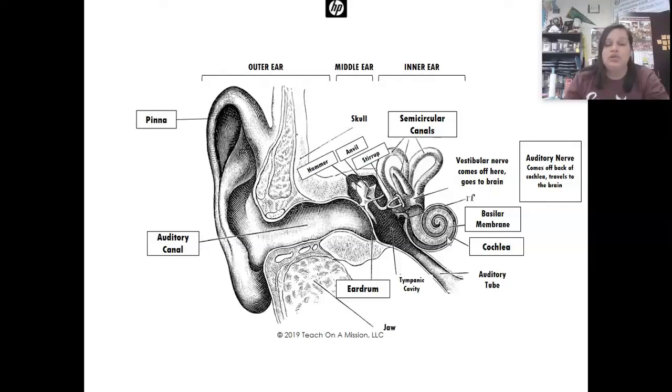We have the cochlea, which is this snail-shaped structure, and inside of it is the basilar membrane, which is lined with tiny little hair cells. And that's where the magic is happening. That's where vibrations are being converted into neural impulses that will travel to the auditory nerve and then to the brain.